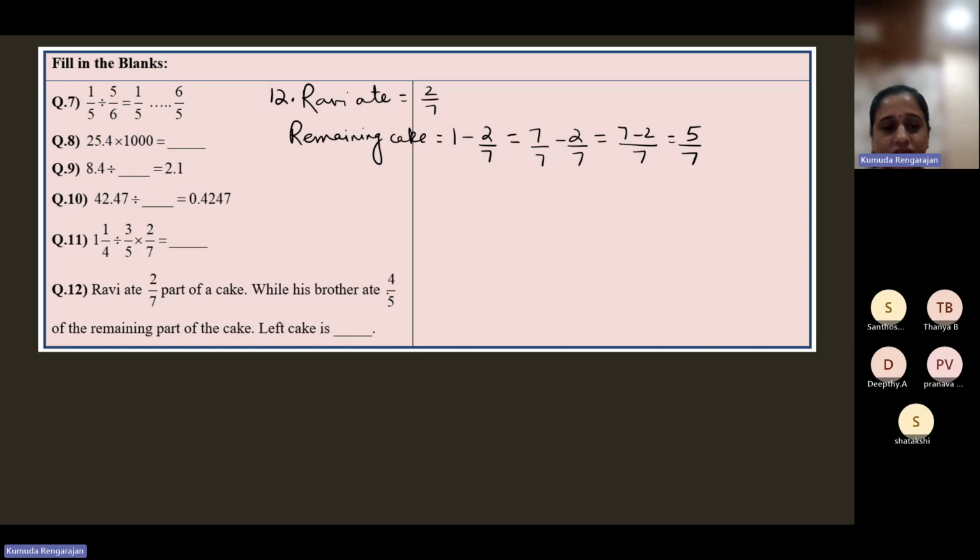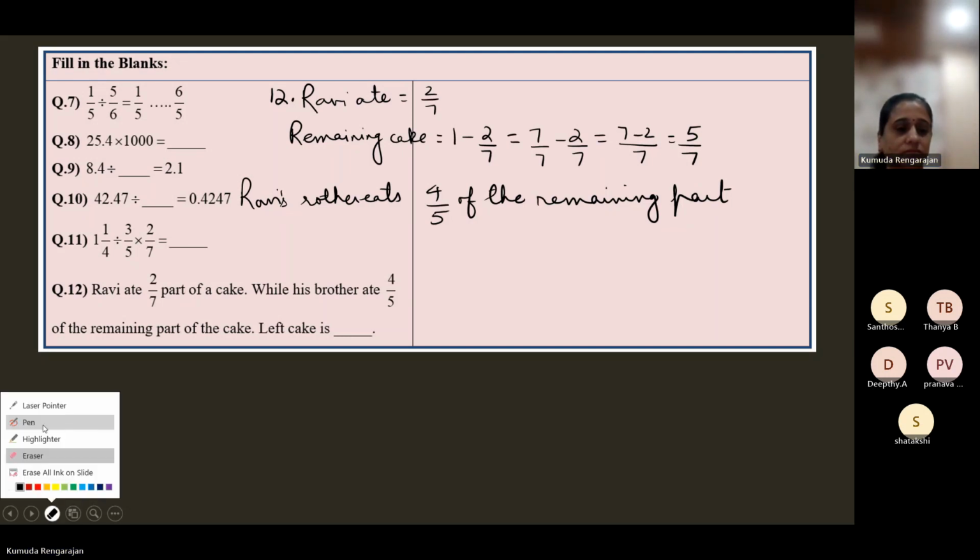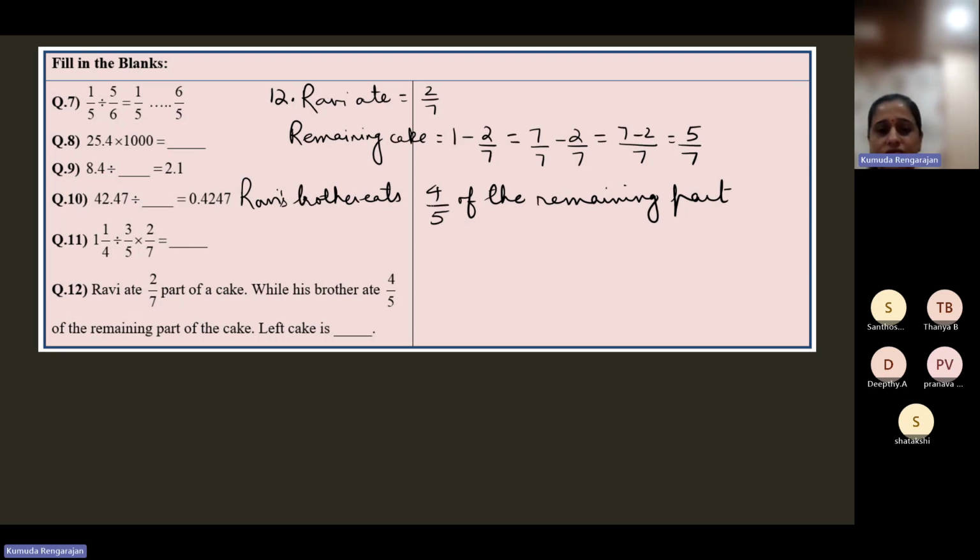Now, his brother eats 4/5 of the remaining part. This is given. Ravi's brother eats 4/5 of the remaining part. So how much does he eat? 4/5 of the remainder, that is 5/7. It's given there. We are not taking any effort, we're just taking that little effort to read what is given.